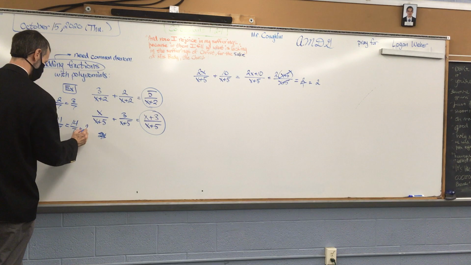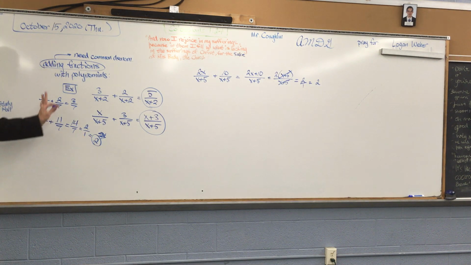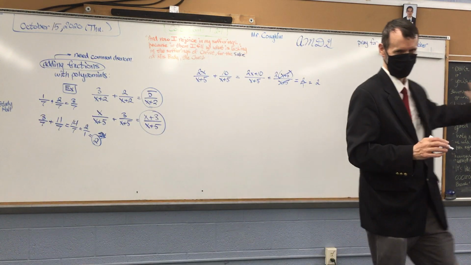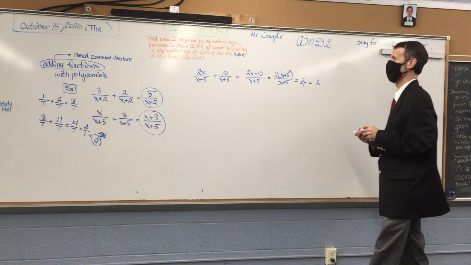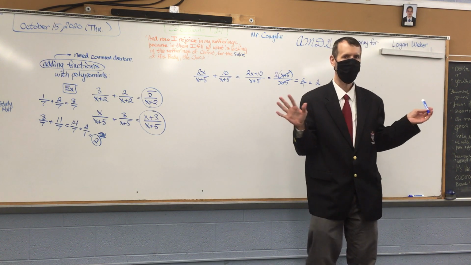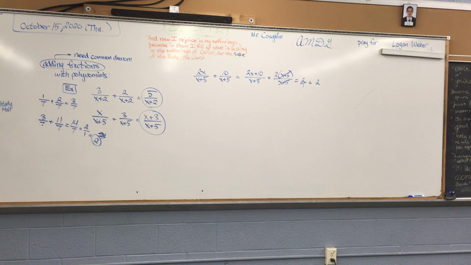2 over 1, which is better known as 2. In other words, in the same way that numbers sometimes reduce, polynomials sometimes reduce. You don't know until you factor, but they sometimes reduce. Does that make sense? So if the denominators are common, you can just add them straight away.